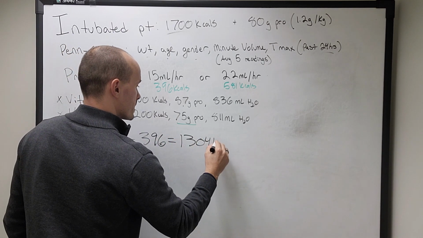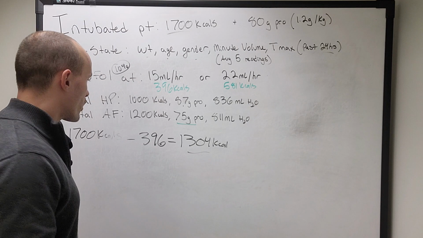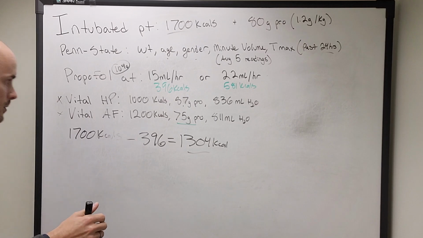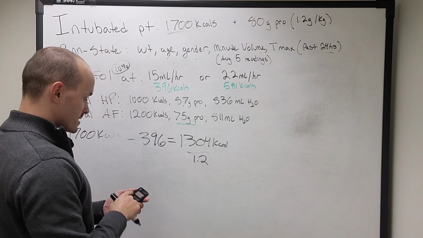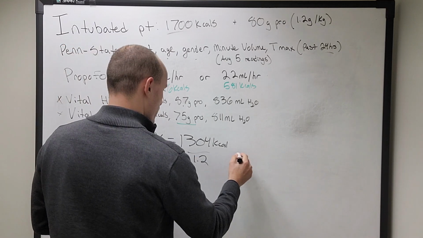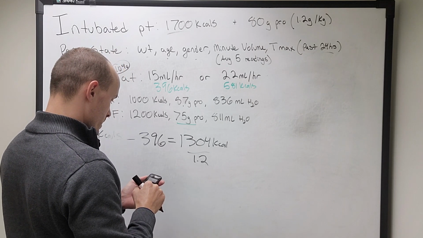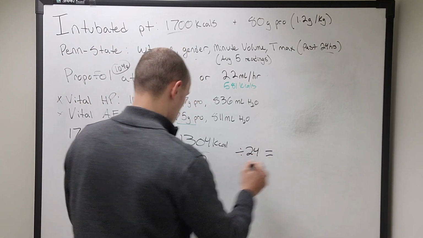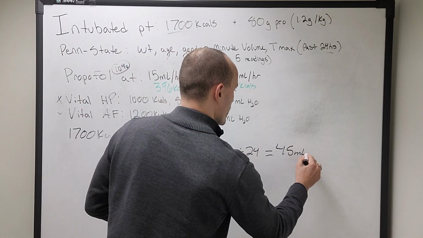So this gives us a remaining 1,304 calories that have to be met from nutrition support. How are we going to do that? Let's take Vital AF for example. We take our calories and divide by the calorie concentration. This is all in my other videos too, so if this is new to you, check out those videos. So 1,304 divided by 1.2, and then we divide by 24 hours in a day to give you a goal rate of 45 mils per hour.